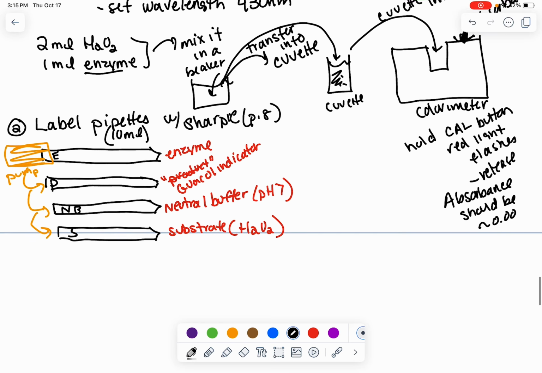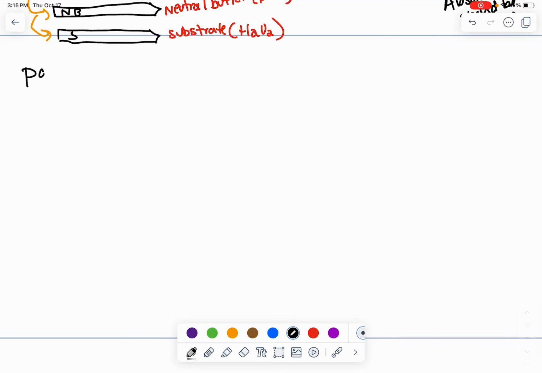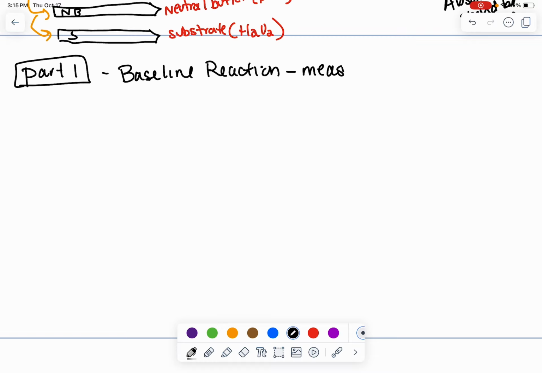And then we're going to do 2 parts of the lab, and this is where it gets really confusing. Part 1 of the lab is what everybody's going to do in your groups. Everybody's going to do a baseline reaction, which is basically measuring the reaction rate at a normal pH of 7.